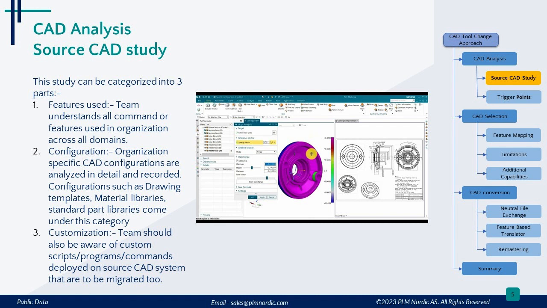Lastly, in customization, team analyzes the custom scripts or programs or commands deployed on source CAD system that are to be migrated to. Take for example, custom validation tool used for checking part and assemblies construct, tolerances, constraints, and so on.